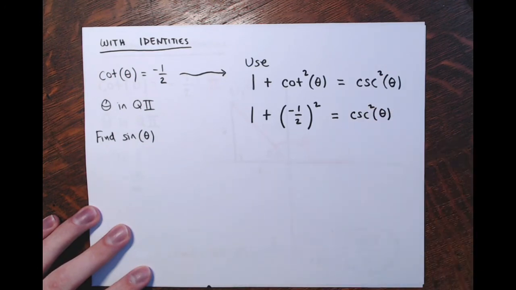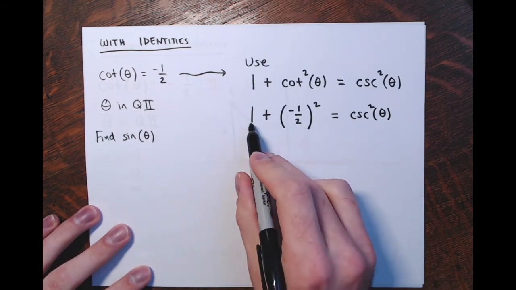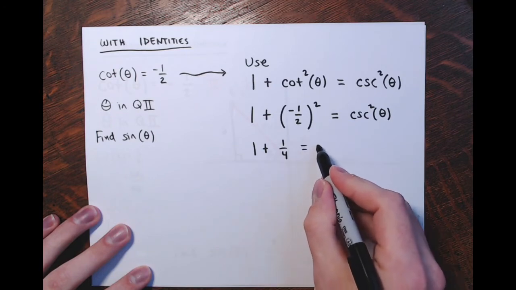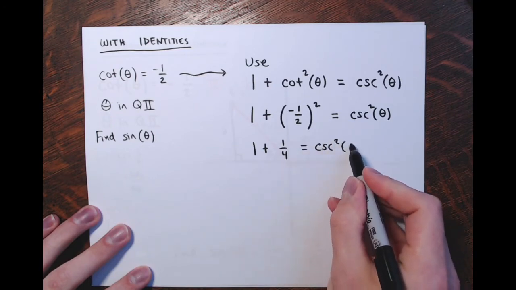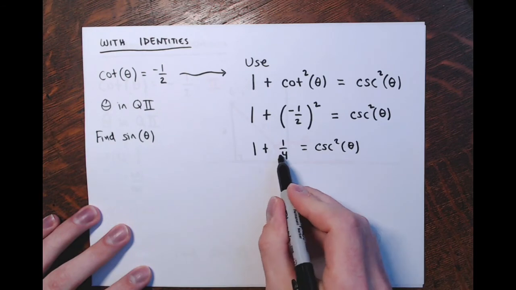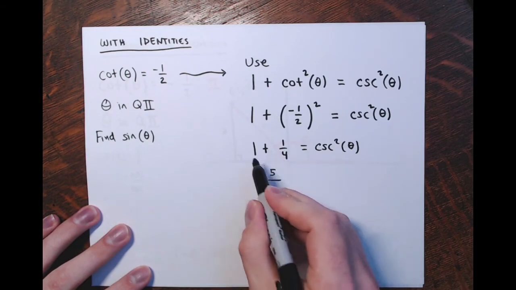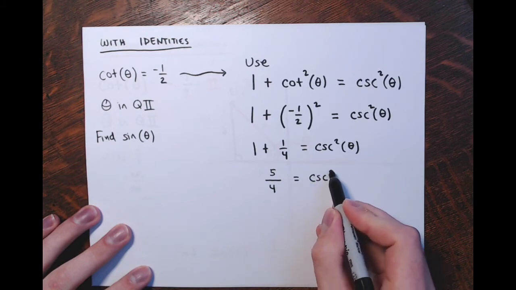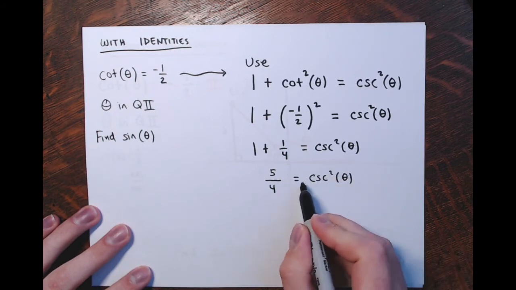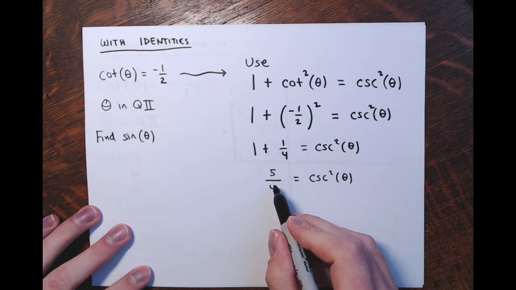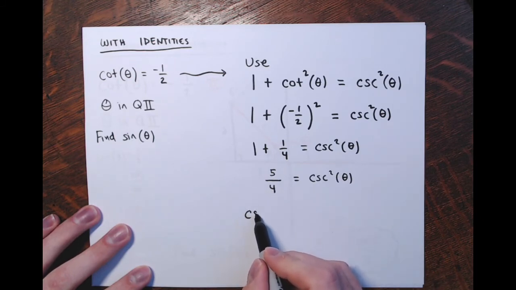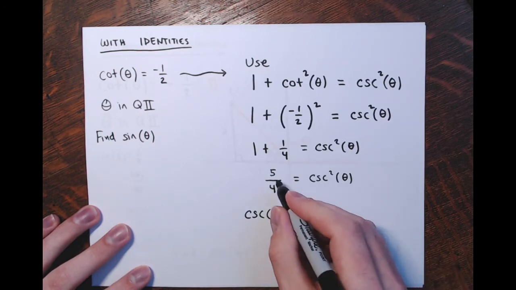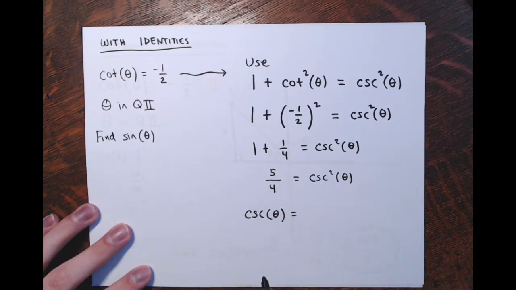And then we solve for cosecant, right? Now, this is 1 plus a fourth equals cosecant of theta squared. And then that's 5/4 when you put it together, 4/4 plus 1/4. Now this is what cosecant of theta squared is. So cosecant of theta is equal to plus or minus the square root of this.